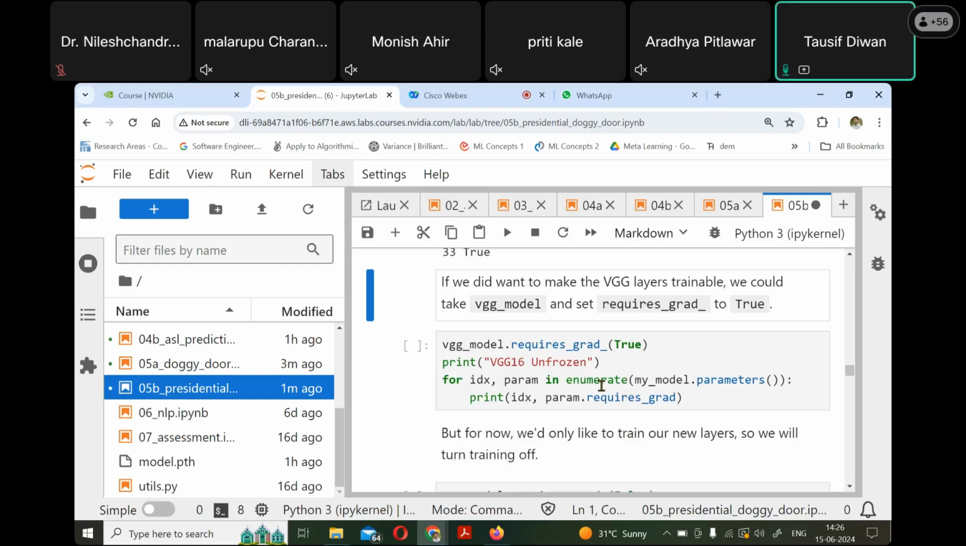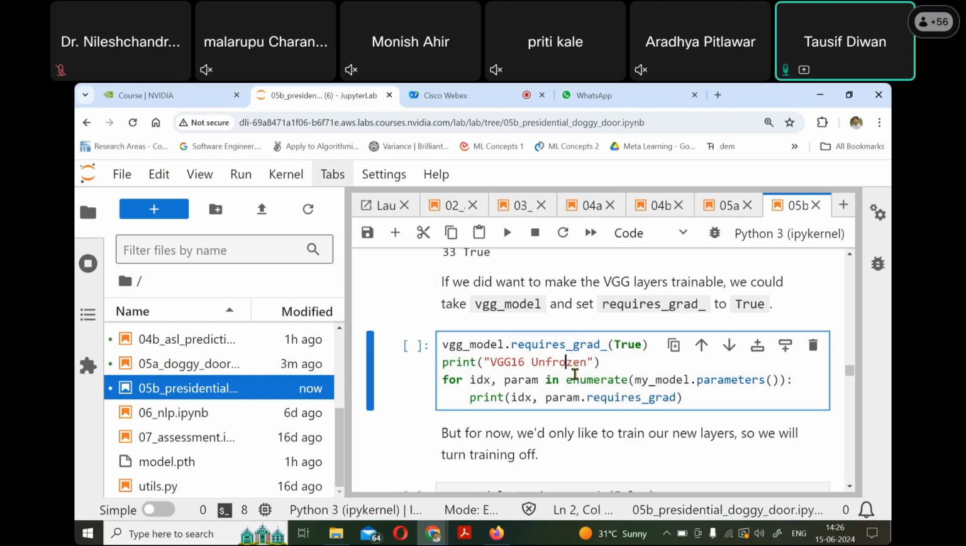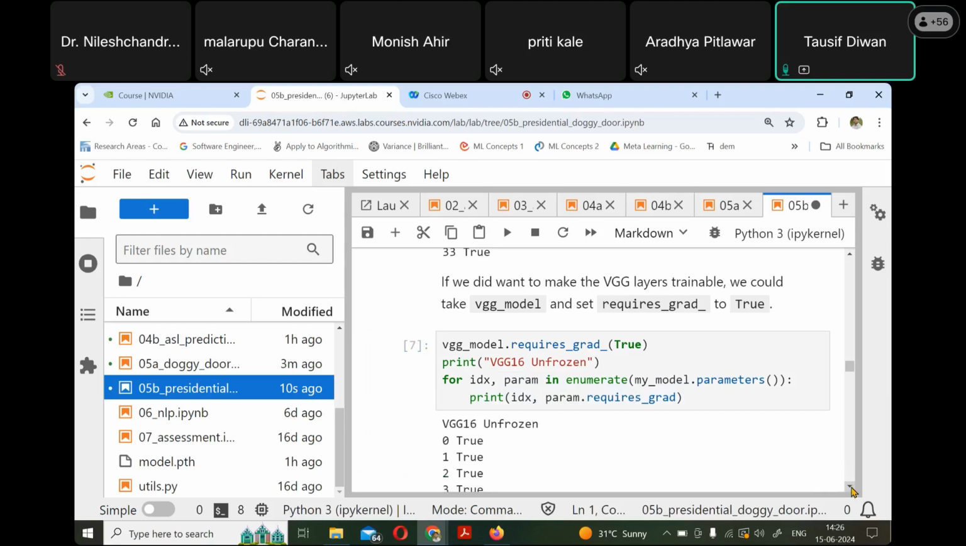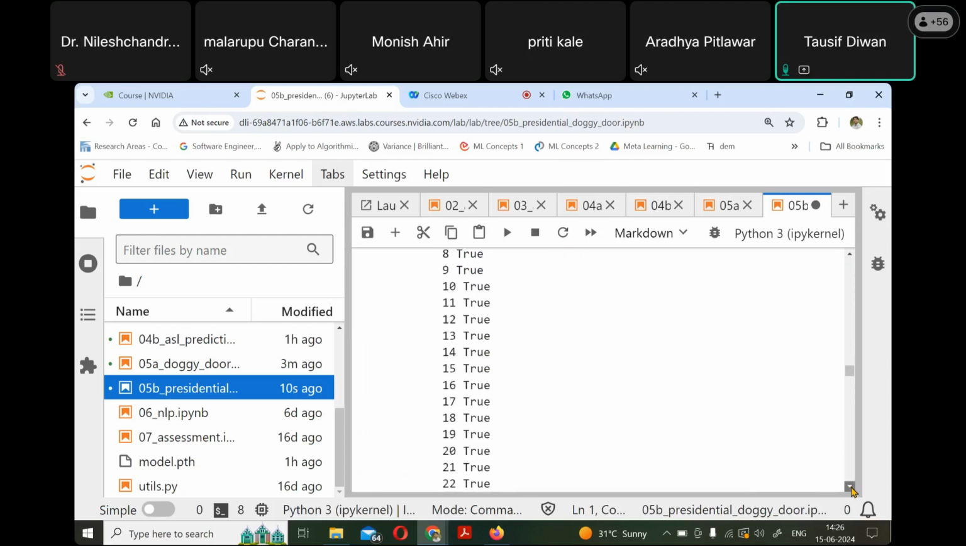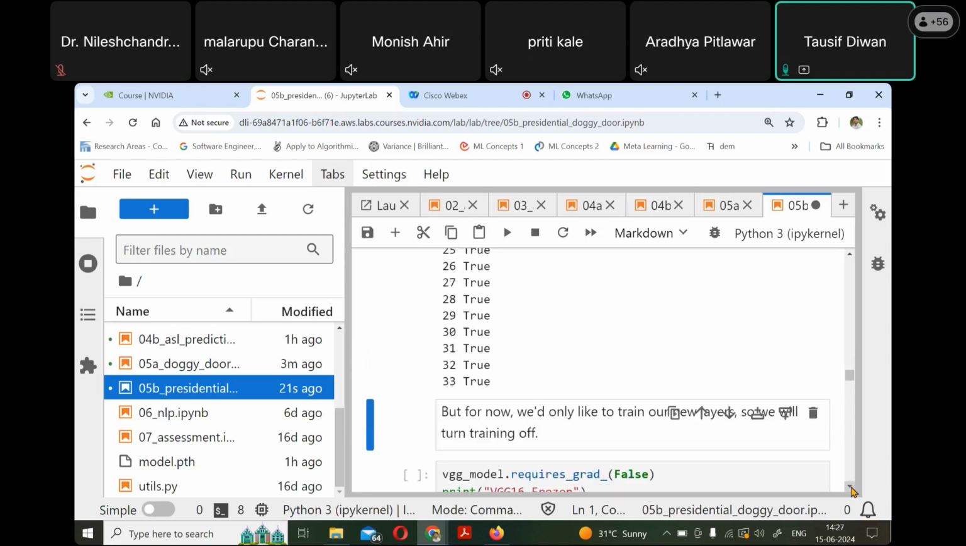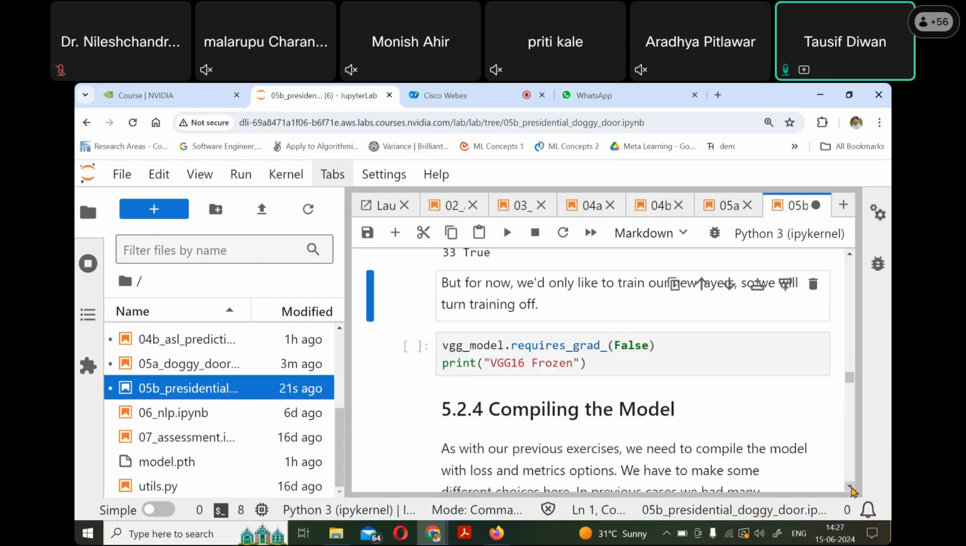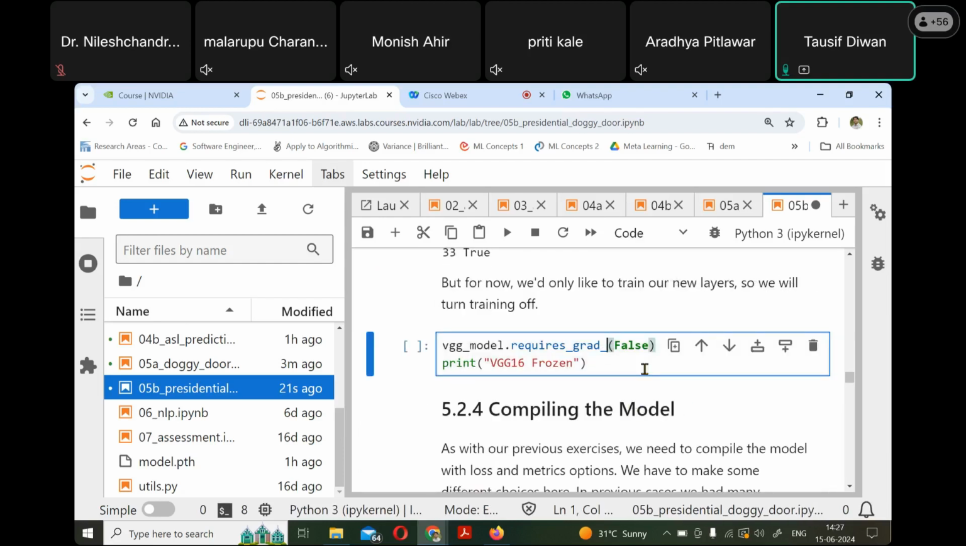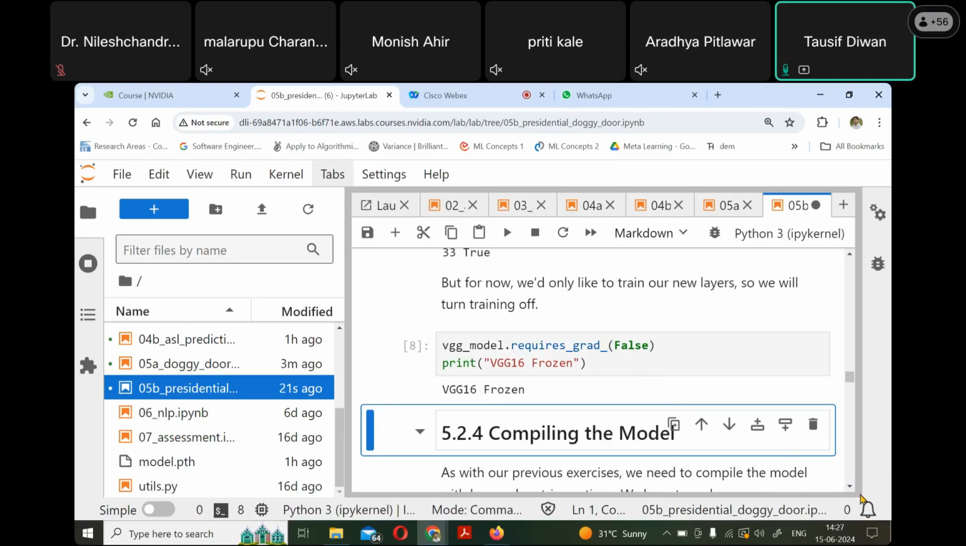Now we want the model to update its weights. Now we will write this VGG model dot requires grad. When we pass true, it means that VGG 16 is now unfrozen. If VGG 16 is unfrozen, then we can print once again the same, which layer is frozen and which is not. Just see the outcome. Here you can see every layer is unfrozen. It means that we can update the parameters of each of these layers, but actually we do not want this. Once again we will make this frozen.